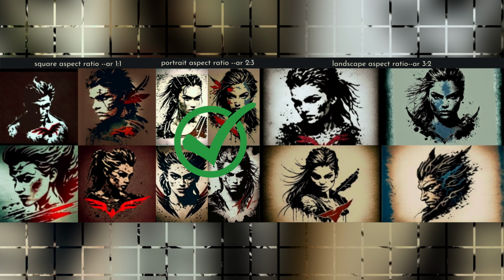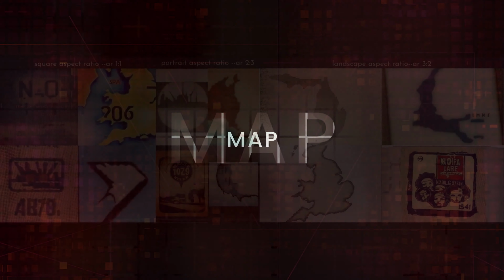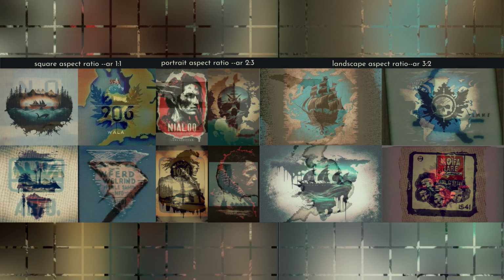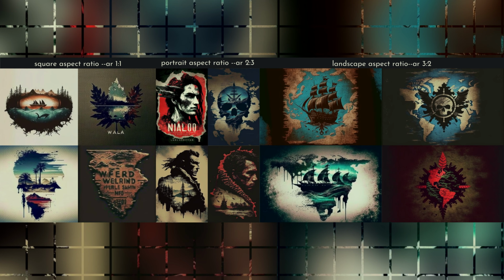I like the portrait aspect ratio the most out of these. Map. And in maps we see some images that look like part of a map. Maybe. Some contours are kind of recognizable. But the Stylize 1000 really upgrades the maps.